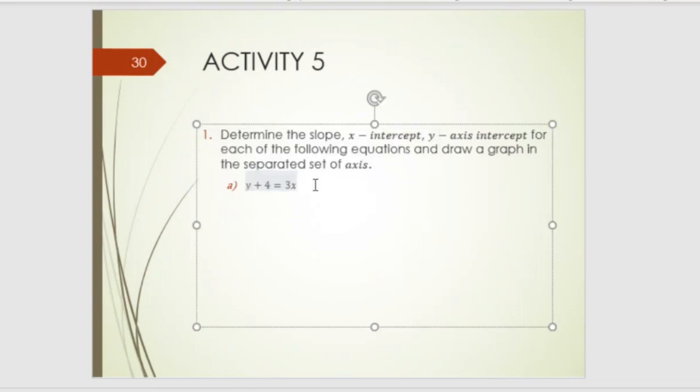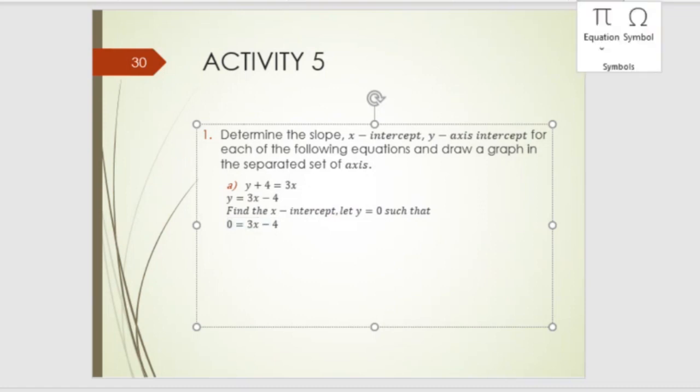All right, so then the last one, let's see, it's y plus 4 equals 3x. So you know that this one is going to be rewritten like this: y equals 3x minus 4. All right. So to find the value of x-intercept, we let y equal 0, such that 0 equals 3x minus 4.